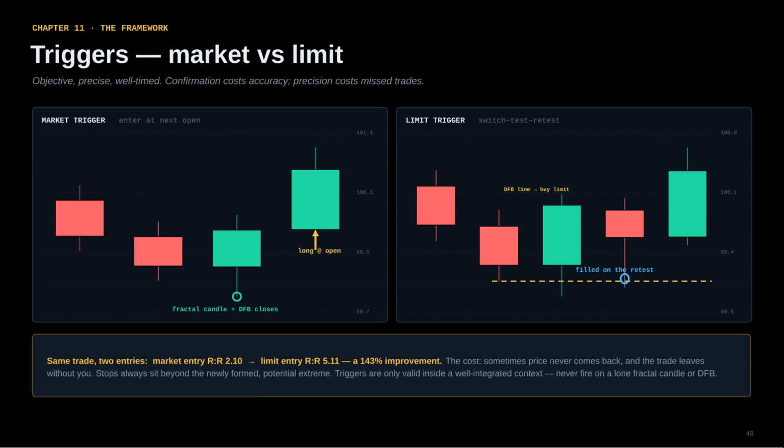The payoff is dramatic. In the worked example, the market entry yields a 2.1 risk-reward, while the limit entry yields 5.11, 143% improvement on the same trade. The cost is equally real. Sometimes price never returns, and the trade leaves without you. Either way, a trigger is only valid inside a well-integrated context. You'll see fractal candles and DFBs everywhere. That is not an invitation to trade them everywhere.